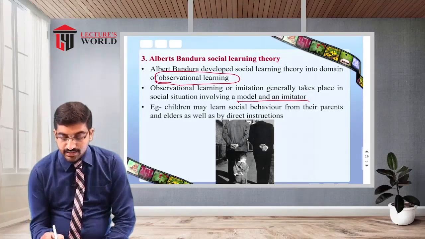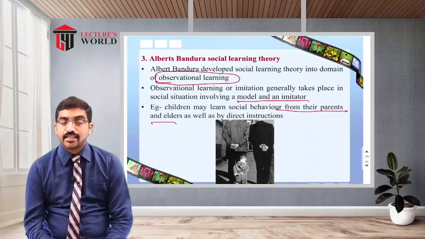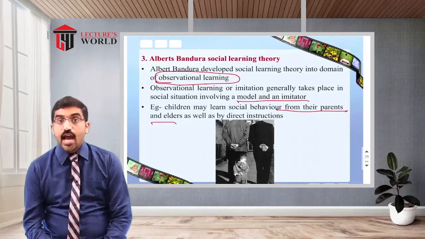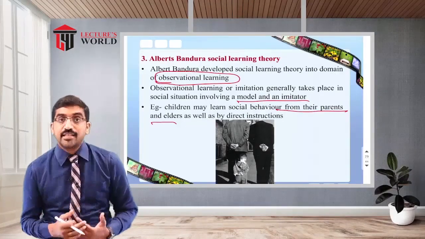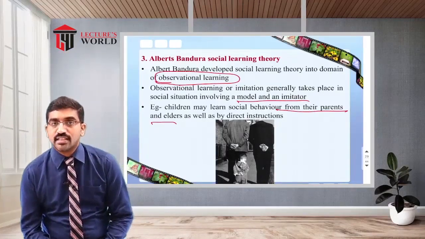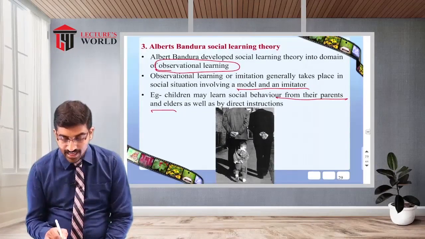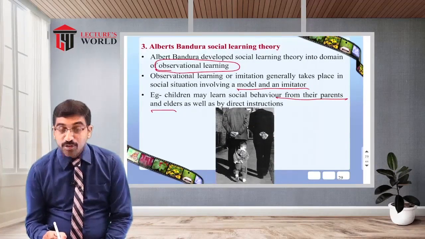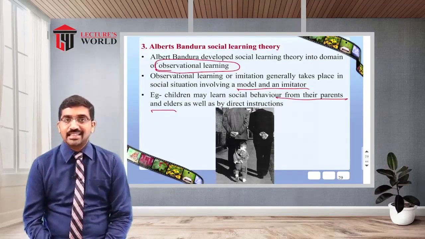Maybe the child will see the parents' or elders' behavior, as well as direct instruction, because the child will also see how the parents are talking to him, how the grandparents or elders are talking to him. He will also follow the same. This is why it is known as observational theory or imitating theory, Albert Bandura's theory. See how the child follows the footprints or the walking style of the elders.